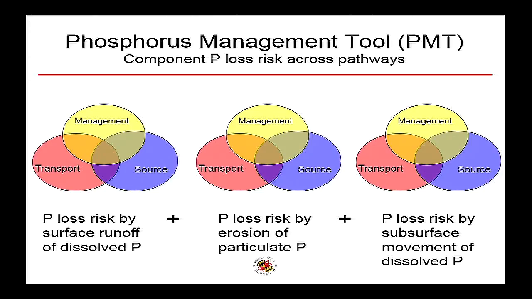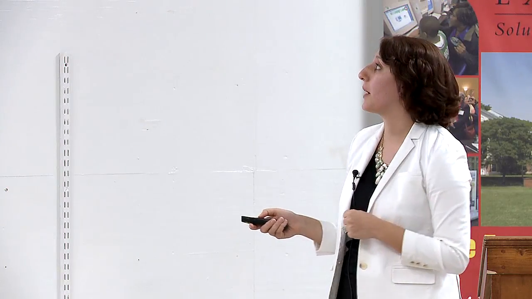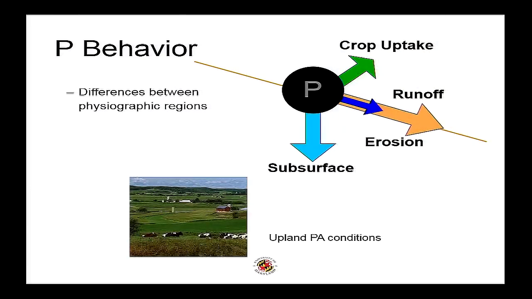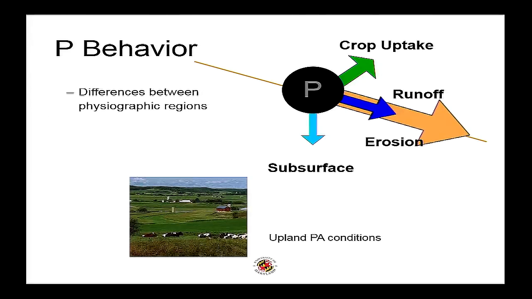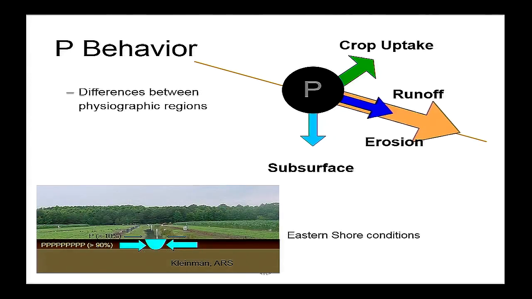And we feel that this is actually the best way to really capture all the differences in the physiographic regions that we see here in Maryland, right? So when we look at upland western Maryland, upland PA conditions, we know that the erosion and runoff dominate, and that subsurface loss is very minimal. And then when we switch over to the eastern shore fields, down in Salisbury, we know that the erosion and runoff are almost negligible, and we're really seeing a majority of that loss through subsurface pathways.